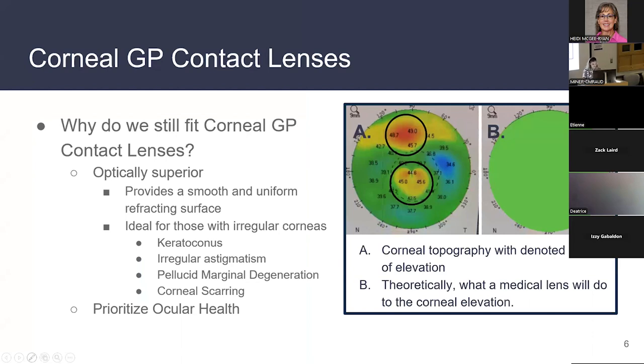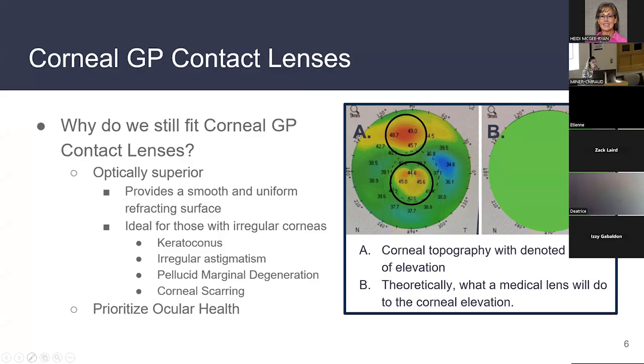So with all this in mind, why do we still offer corneal gas permeable contact lenses? Like I previously mentioned, there is a community of individuals who have worn these for years, and we don't want to abandon them. But additionally, they're optically superior to pretty much any other device that you could get because they provide a smooth and uniform refracting surface.